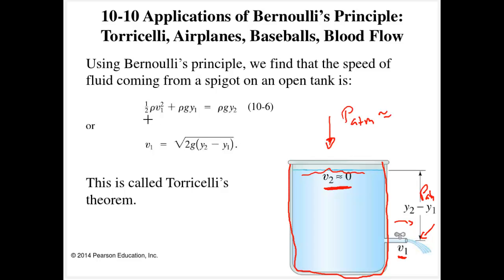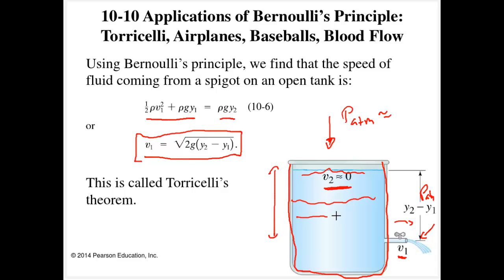So we can write Bernoulli's equation simply, having two terms here and one term here. And we can rewrite this to figure out what the velocity is of that water coming out, and it's going to depend on essentially just the height differential, y2 minus y1. You can see that as y2 approaches y1, as the water level gets lower and lower, the water is going to come out at slower and slower velocities.